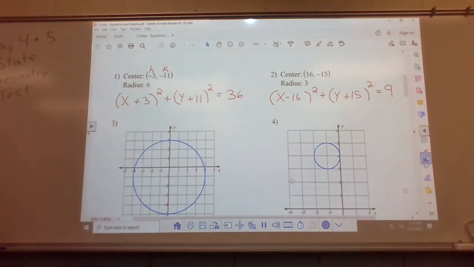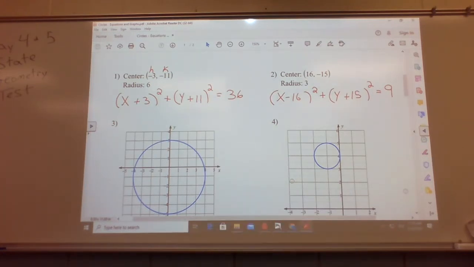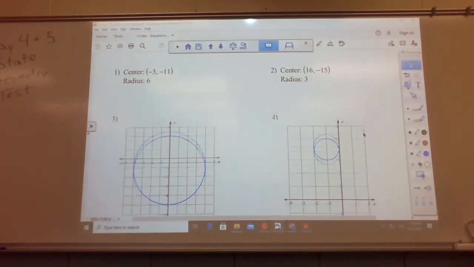So like I said, these first two, I'm just taking the information and plugging it where it belongs. Not really doing much of anything with it. 1 and 2, are we okay? Now 3 and 4, I'm giving you a graph. So from these graphs, we're going to find the center, find the radius, and then write the equation. So let's take a look at 3 and 4.